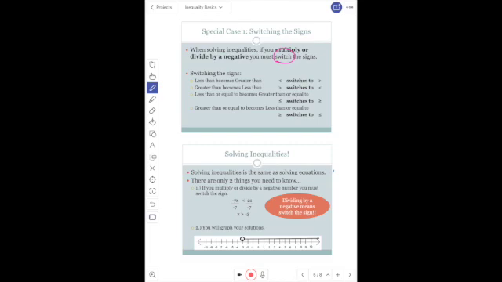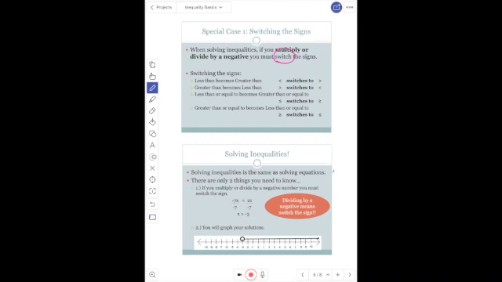So what does it mean by switch the sign? Well, if I have less than, then you switch it to greater than. If I have greater than, then you switch it to less than. If I have less than or equal to, then it becomes greater than or equal to. If I have greater than or equal to, then it becomes less than or equal to. So you are physically changing the direction of the sign if you multiply or divide by a negative. And that has to happen every time when you're solving an inequality.